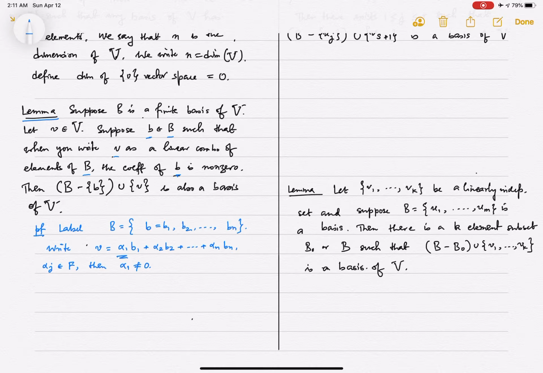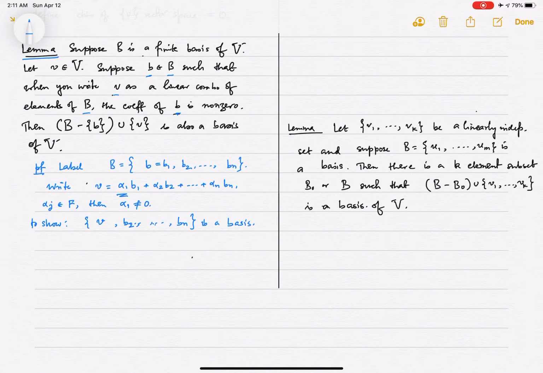So this is the given condition. And what do I need to show? I need to show that if I take this set, B1, B2, ..., Bn, I throw away B1, which is B, and instead add V, this is a basis. This is what I need to show. So I need to show that this set spans and this set is linearly independent.